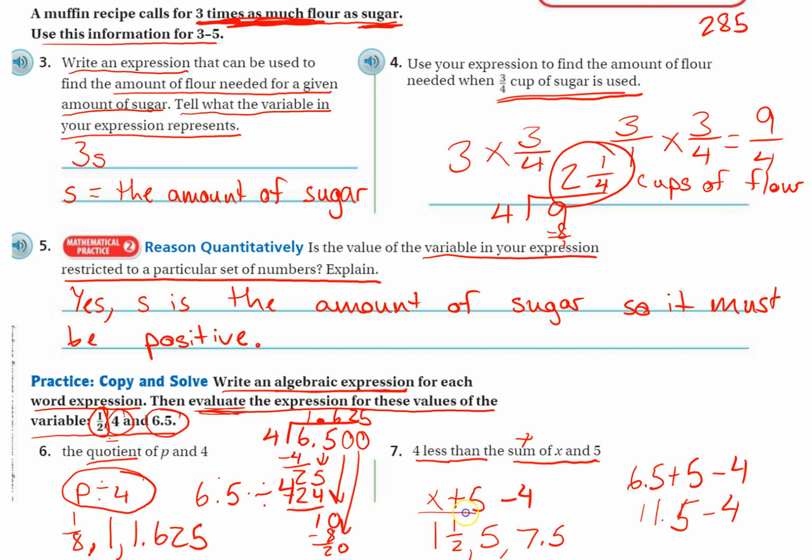Okay, so here's our expression, and that's what we did, write an algebraic expression, there's that, and then evaluate for these 3 different variables. Here's our answer. Here's the value of the expression if the variable is 1/2. Here's the value of the expression if the variable is 4. And this is the value of the expression if the variable is 6.5.